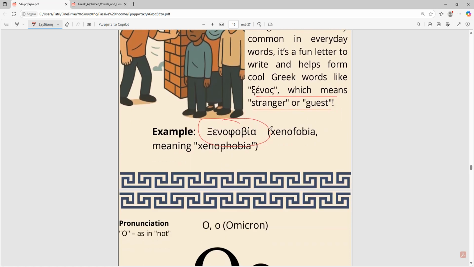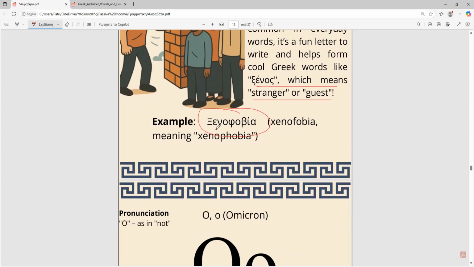This is the word that is like xenophobia, xenophobia in Greek. It is used in many languages. Okay, it comes from Greek.